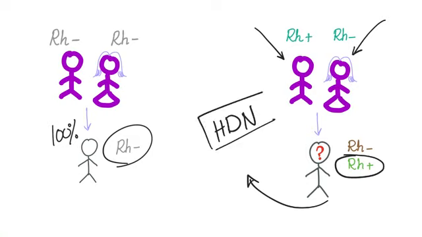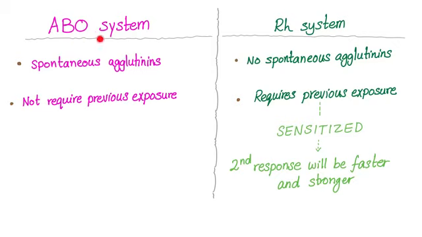It doesn't happen with the first baby, it happens with the 2nd pregnancy. That's why if mommy is Rh negative and you are Rh positive, then we need mommy to pay attention during the prenatal visit with her obstetrician and gynecologist, because we have to give her something to prevent the 2nd baby from getting hemolysis. There is a key difference between the ABO system and the Rh system.